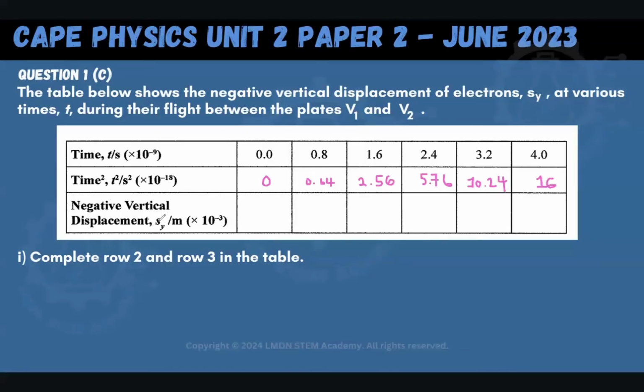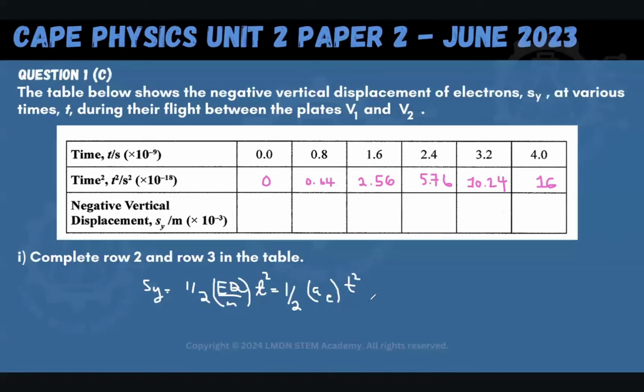Now the negative vertical displacement is SY. And earlier we derived what SY would be, right? We said that SY would be equal to half EQ over M times t squared, or in other words, it's half AE times t squared. T is squared. All right, so that's what we had from earlier.